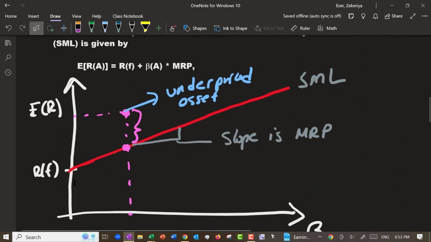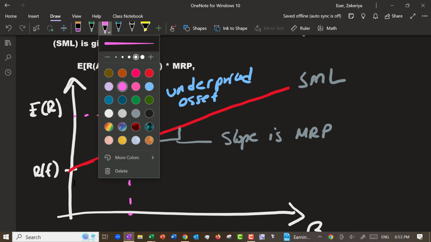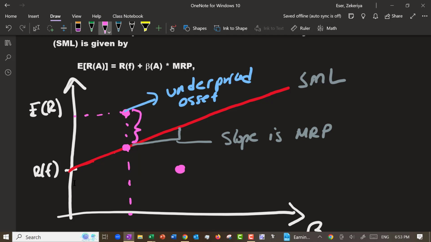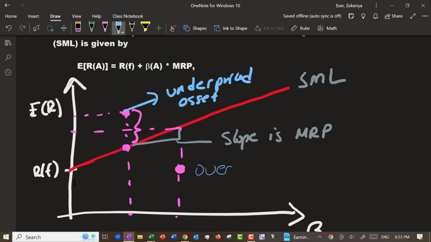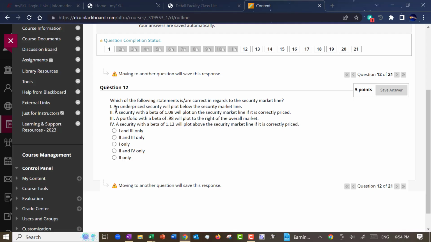And that would be an overpriced asset. So if you're above the line, you're underpriced, below the line, overpriced. So mentally revert the meanings. So 1 is not correct, okay?